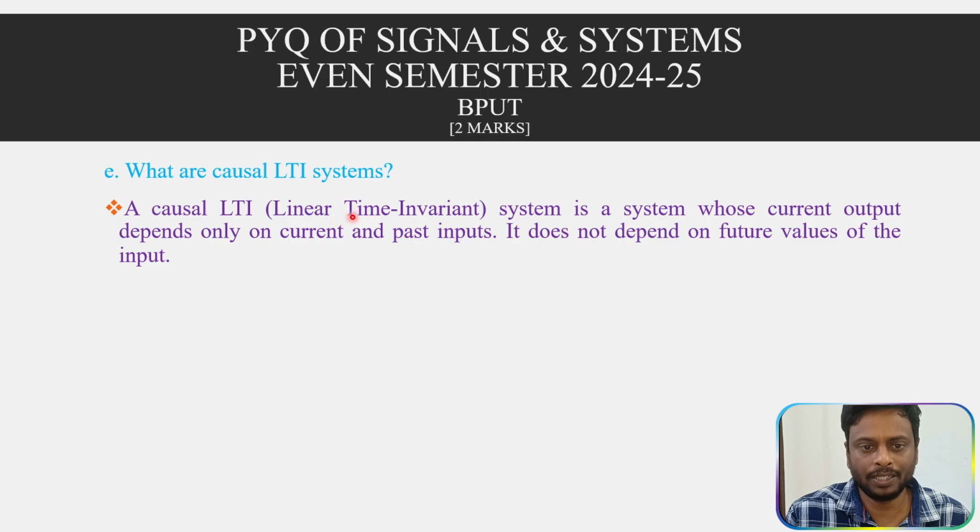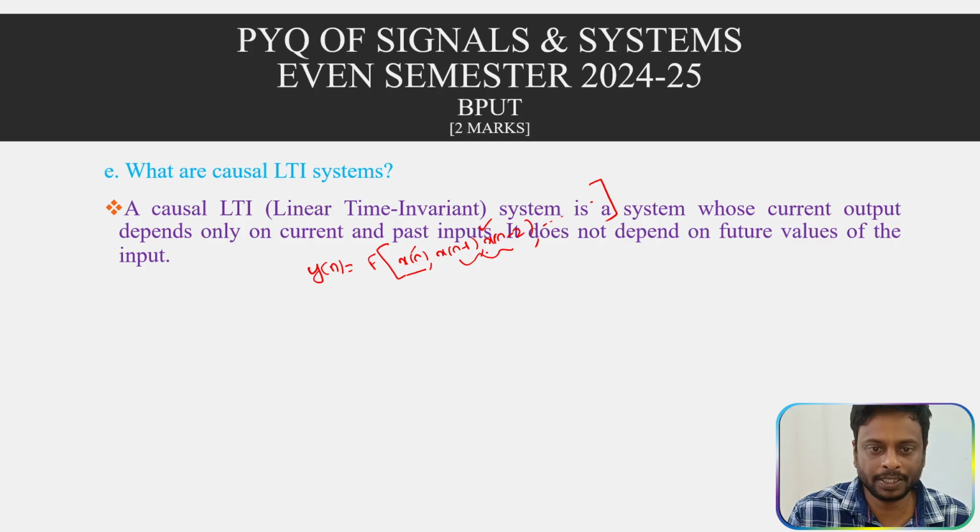LTI means linear time invariant. A causal LTI system is a system where the output depends only on the present and past input, but does not depend upon the future value of the input. So you can see that y of n is a function of x of n, x of n minus 1, x of n minus 2, and so on. This is the present value of the input, and these are the past values of the input. So it depends upon the present and past values of the input, but does not depend upon the future value of the input.